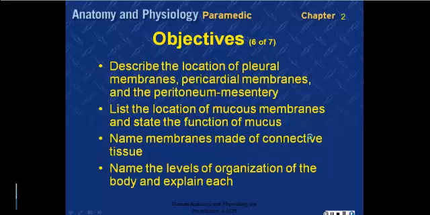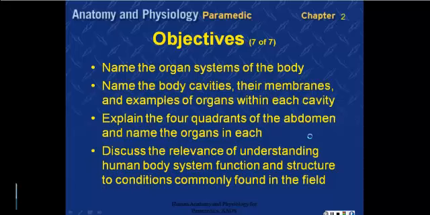Describe the location of pleural membranes, pericardial membranes, and the peritoneum mesentery membrane. List the location of mucous membranes and state the functions of mucus, name membranes made of connective tissue, and name the levels of organization of the body, and explain each. We're also going to name the organ systems of the body, name the body cavities, their membranes, and examples of organs with each cavity. Explain the 4 quadrants of the abdomen and name the organs in each. We're going to discuss the relevance of understanding human system function and structure to conditions commonly found in the field.